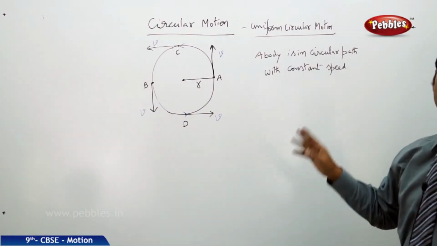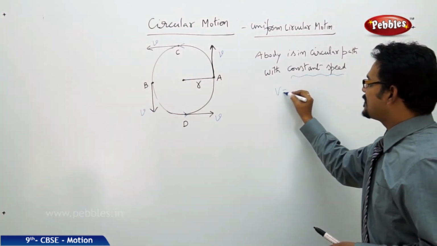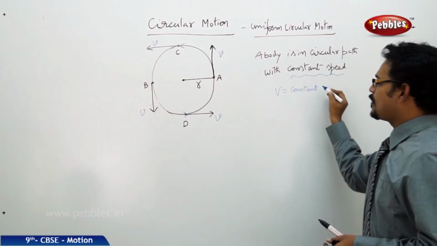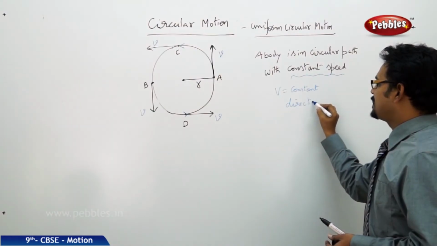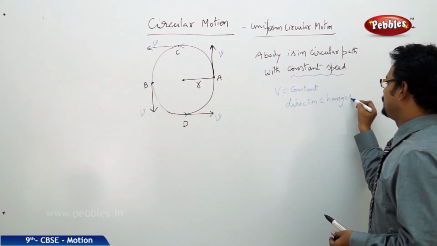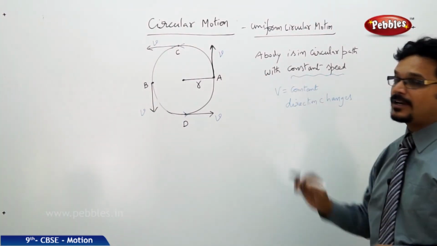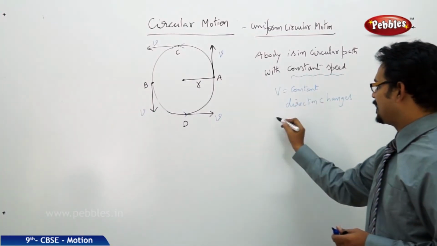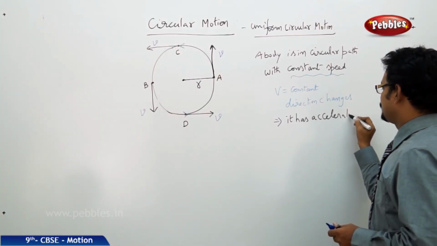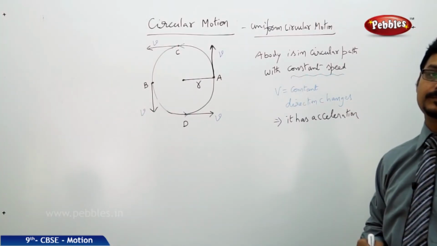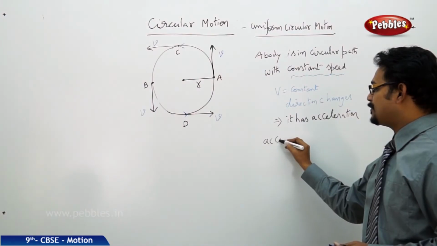Then it is called the body is in uniform circular motion. So I mentioned constant speed, so v equal to constant. It's constant, but its direction changes. That's why the velocity direction is changing. In uniform circular motion, the body has acceleration, which implies it has acceleration. So we say uniform circular motion is also accelerated motion.